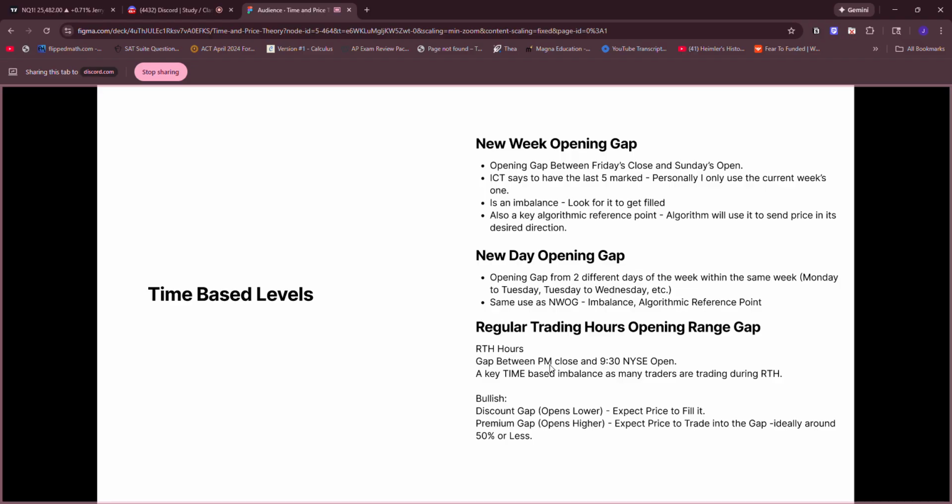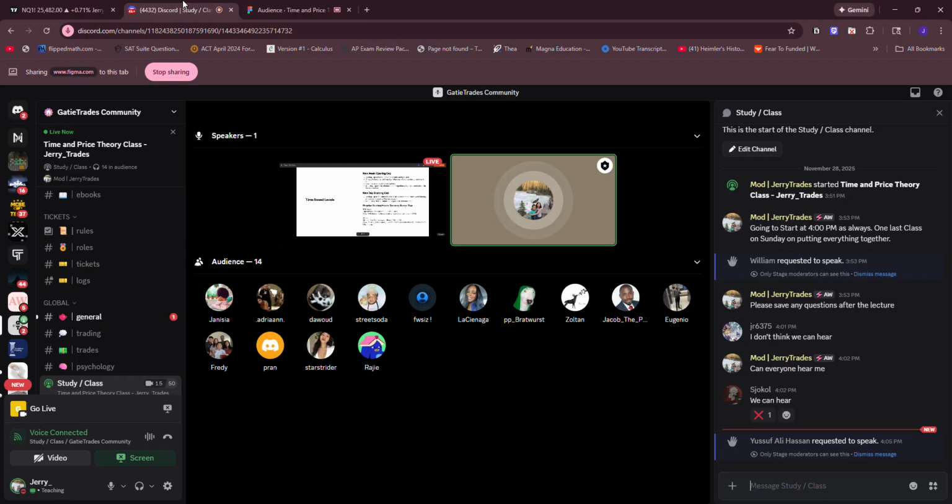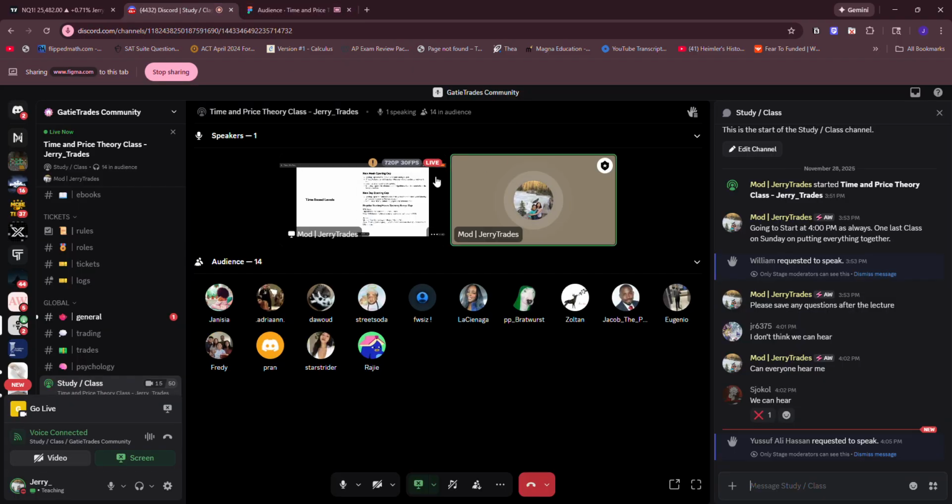Now the regular trading hours opening range gap. RTH is the 4 PM close to 9:30 New York Stock Exchange open. So you don't see any pre-market, you don't see any London session, you don't see any Asia session, and it is a key time-based imbalance as many traders are trading during regular trading hours. You have to understand that while yes, London and Asia do have volatility, New York has the majority of it.